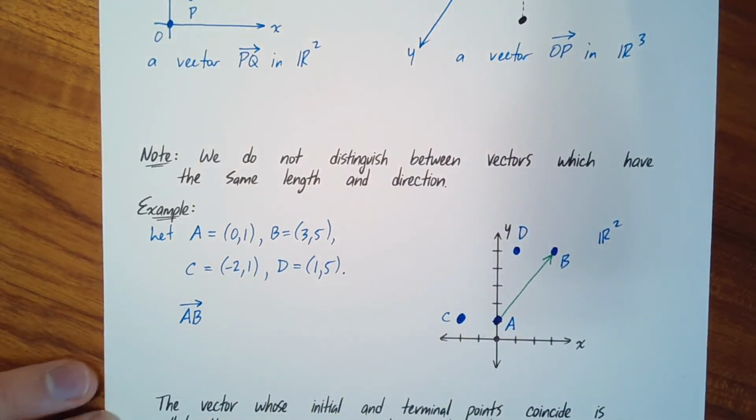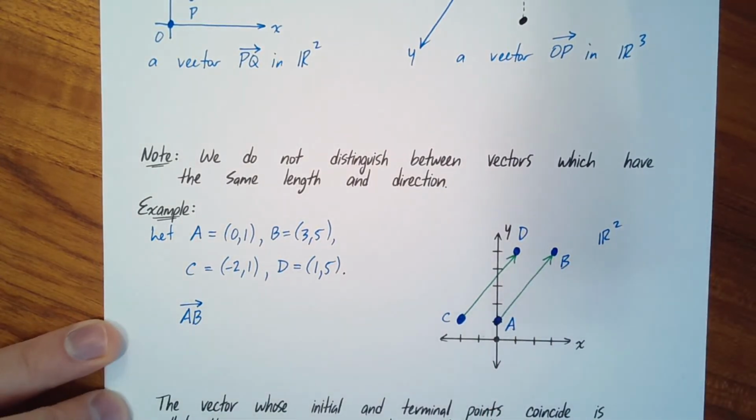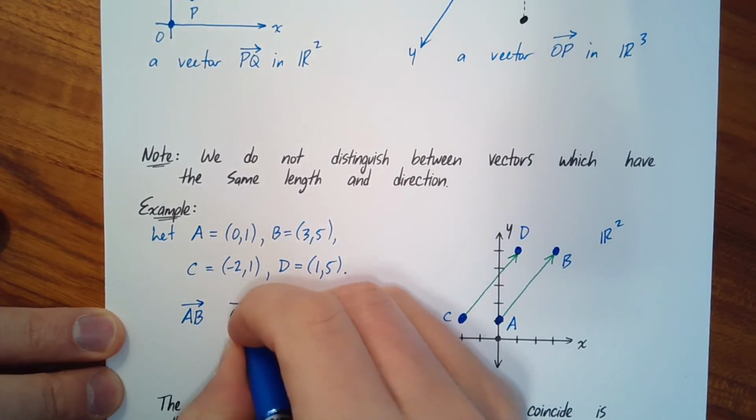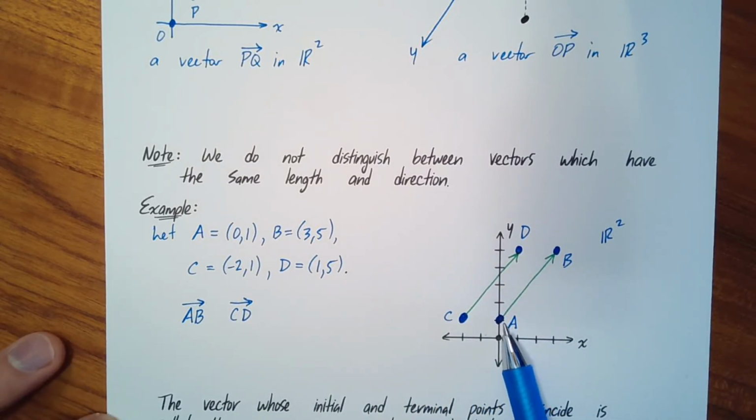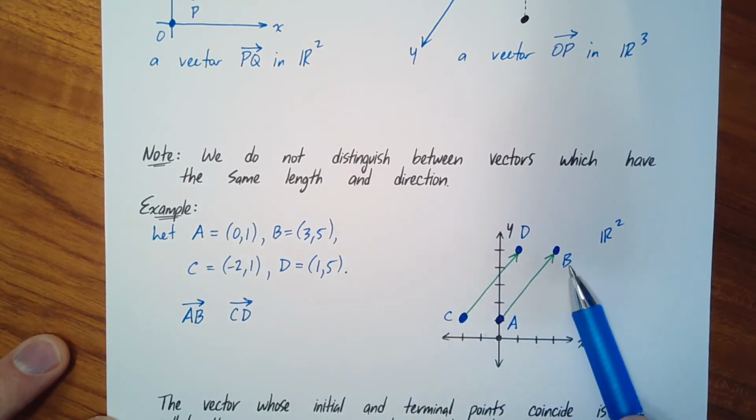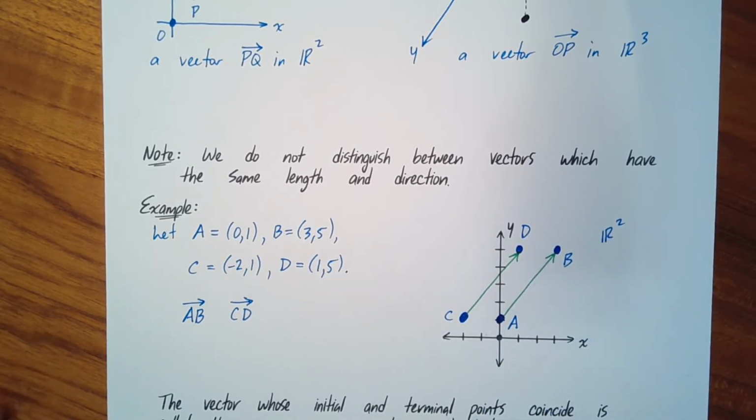Now if I draw the vector that has initial point C and terminal point D, well then I get the vector CD. Really the purpose of this example is to show what the vector CD is. The point C is just the point A, but shifted 2 units to the left. The point D is exactly the point B, but shifted 2 units to the left. So the vector CD is nothing but the vector AB, just shifted 2 units to the left.